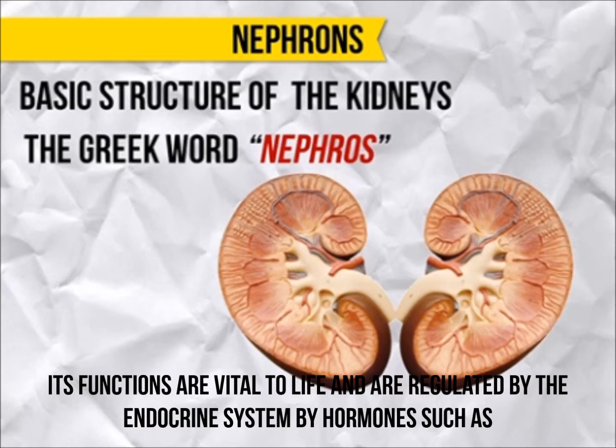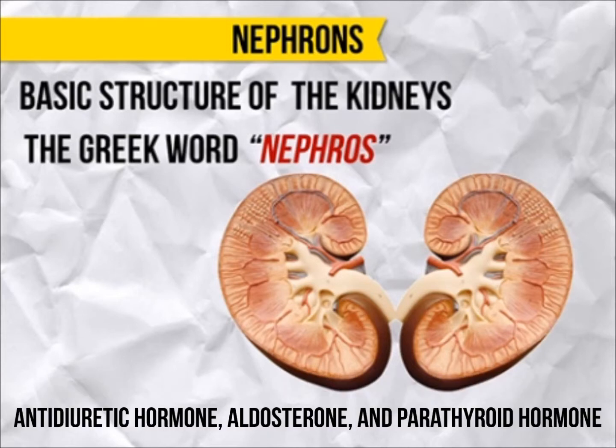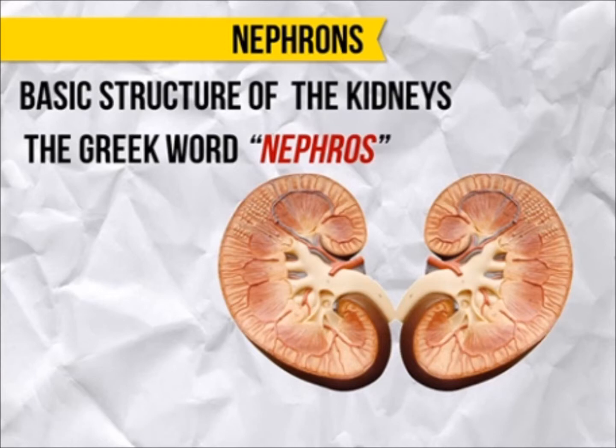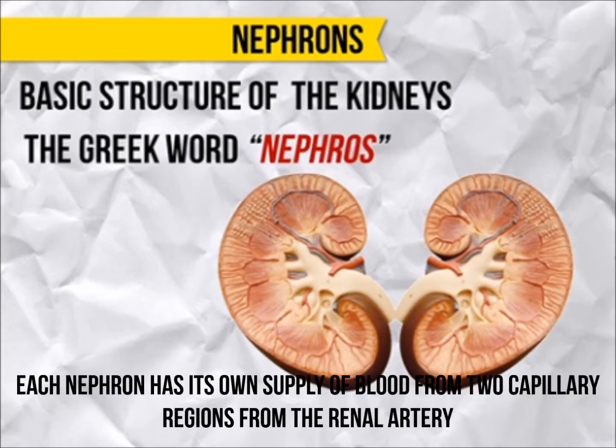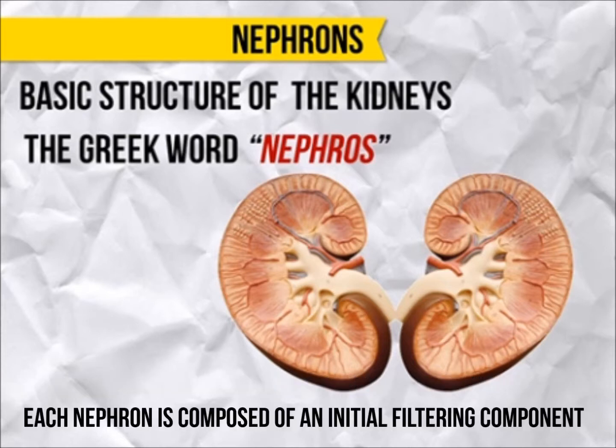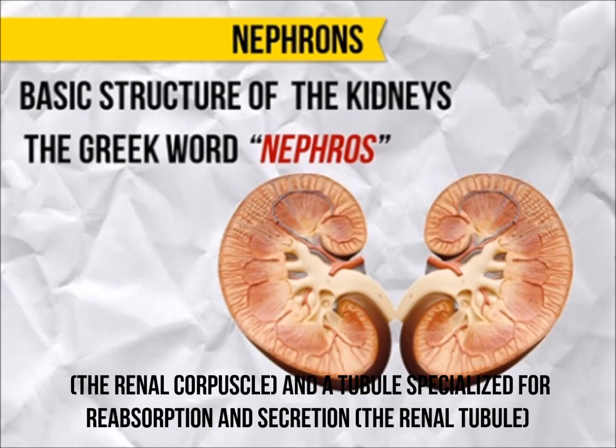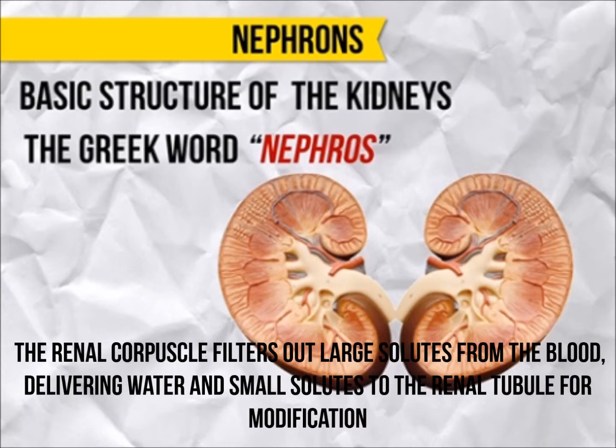Its functions are vital to life and are regulated by the endocrine system by hormones such as antidiuretic hormone, aldosterone, and parathyroid hormone. Each nephron has its own supply of blood from two capillary regions from the renal artery. Each nephron is composed of an initial filtering component, the renal corpuscle, and a tubule specialized for reabsorption and secretion, the renal tubule. The renal corpuscle filters out large solutes from the blood, delivering water and small solutes to the renal tubule for modification.